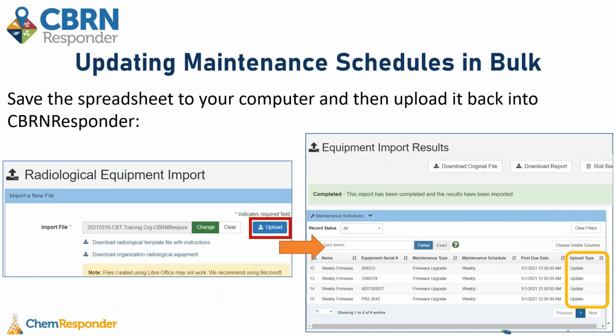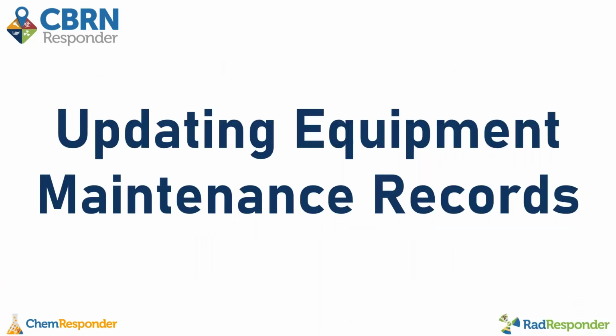You'll save it to your computer and upload it back into CBRNResponder, and you will then see the upload type here. And so this just tells the system that it needs to update the current record instead of creating a new one like we did earlier. So now that your schedules are in place, whether you uploaded it individually or in bulk, now you need to apply those maintenance schedules that have gone through that were successful to those actual pieces of equipment.